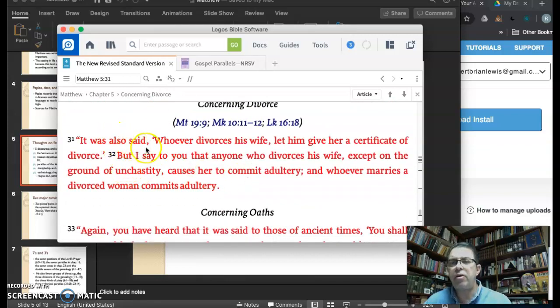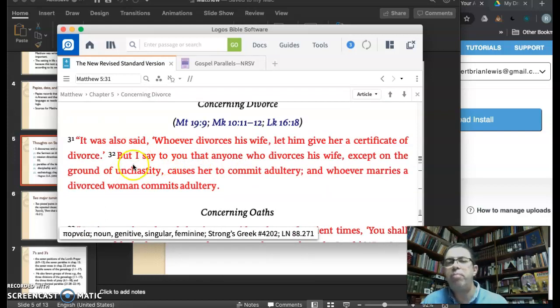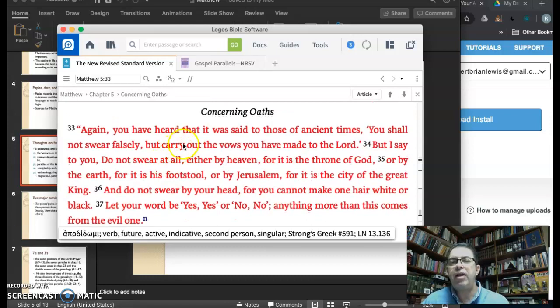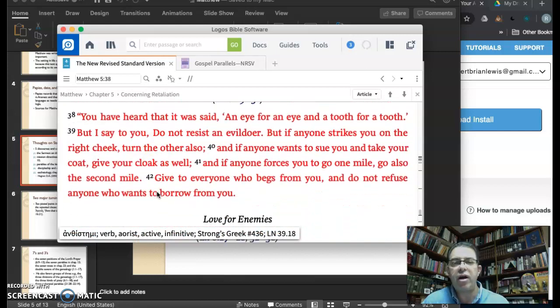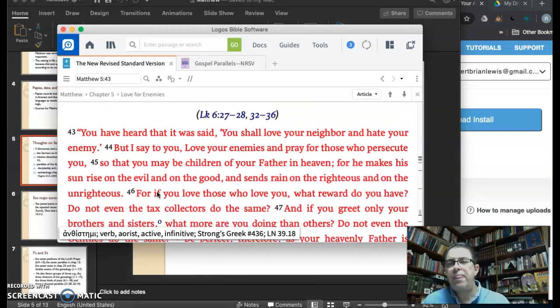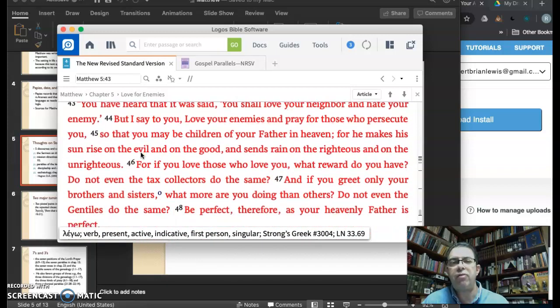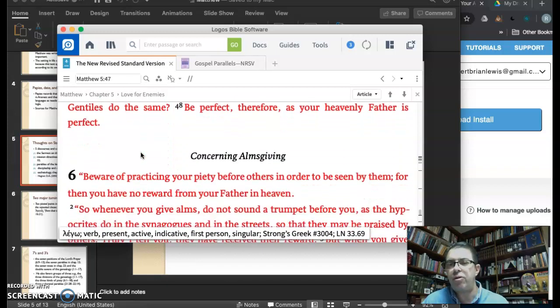It is also said, whoever divorces his wife, let him give her a certificate of divorce. But I say to you, again, you have heard that it was said, you shall not swear falsely. But I say to you, do not swear at all. You have heard that it was said, an eye for an eye, a tooth for a tooth. You have heard that it was said, you shall love your neighbor and hate your enemy. But I say to you, love your enemies and pray for those who persecute you.